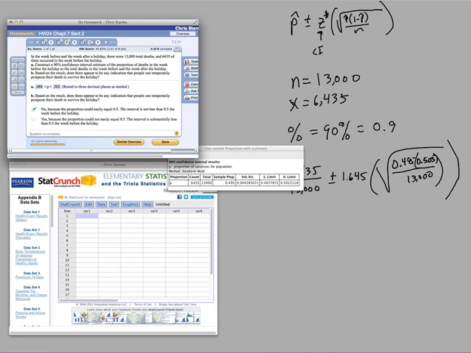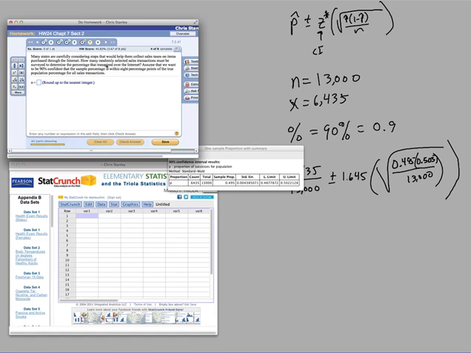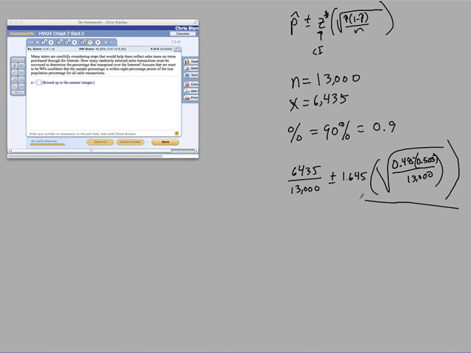Okay, so let's look at 7. The main thing is you're always looking for these three things. Sometimes they give you n and the percent, and you have to multiply those two to find x. Somebody says, oh, this is the backwards problem. Okay, so let's do this backwards problem real quick. We did this in class.